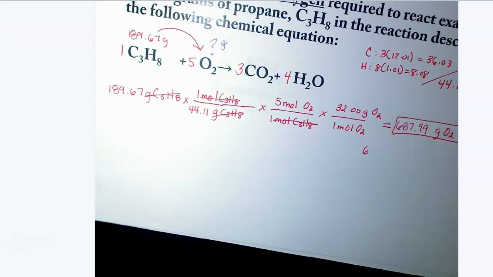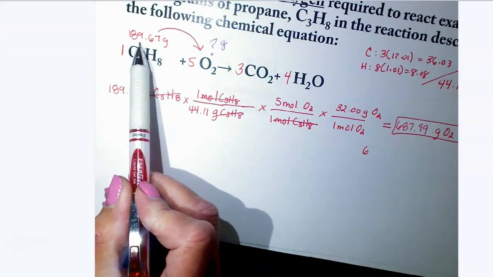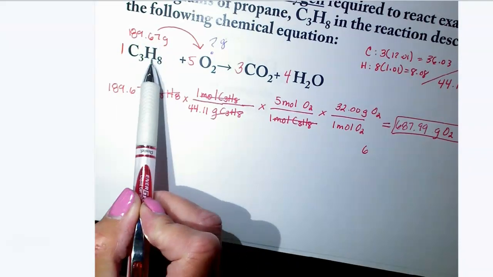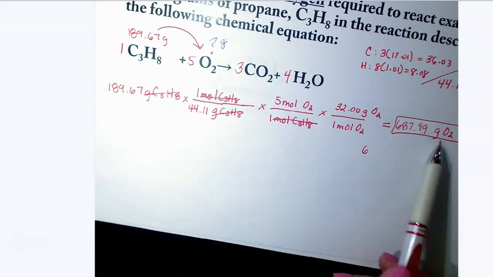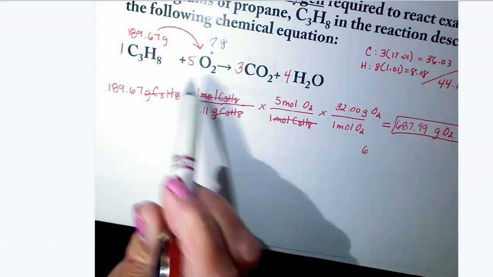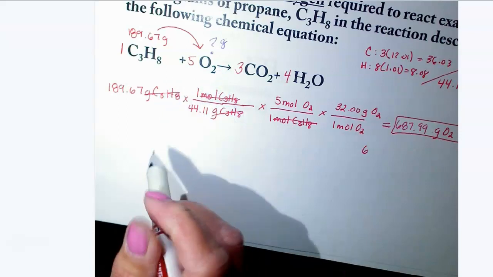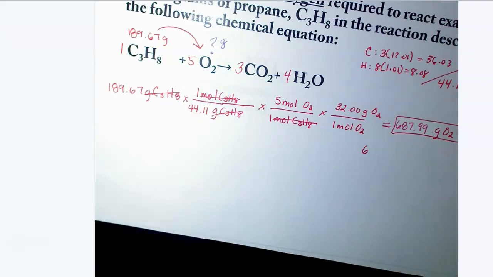So are we good? In order for this reaction to occur, if I start with 189.67 grams of propane, I have to have 687.99 grams of oxygen for this reaction to happen. So that's what we're doing. We are trying to figure out how much of a reactant we need or how much of a product is made. Those are the two things we're going to be looking at.